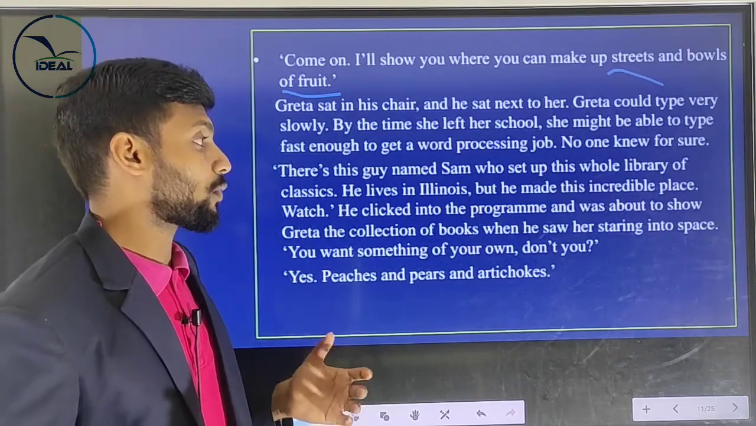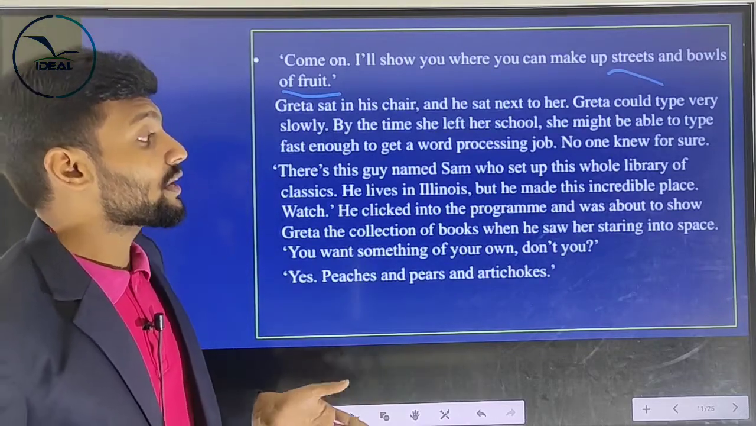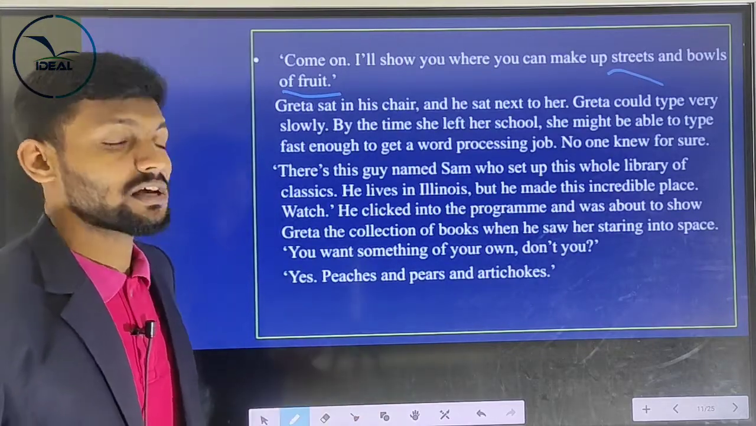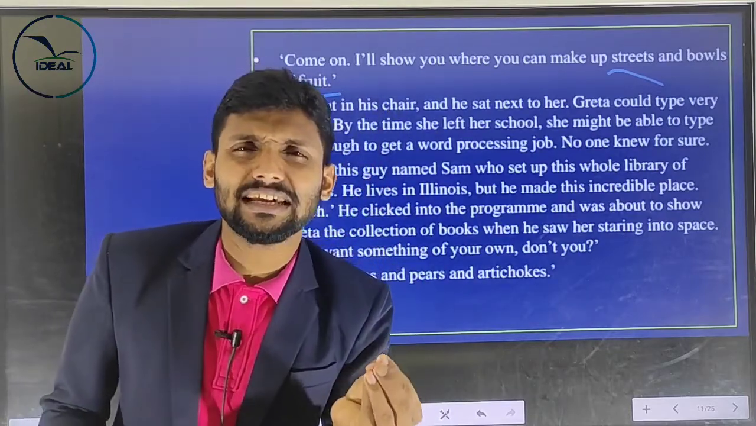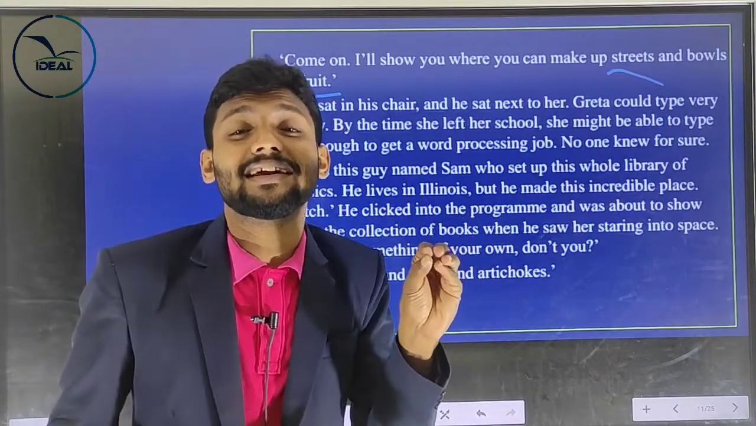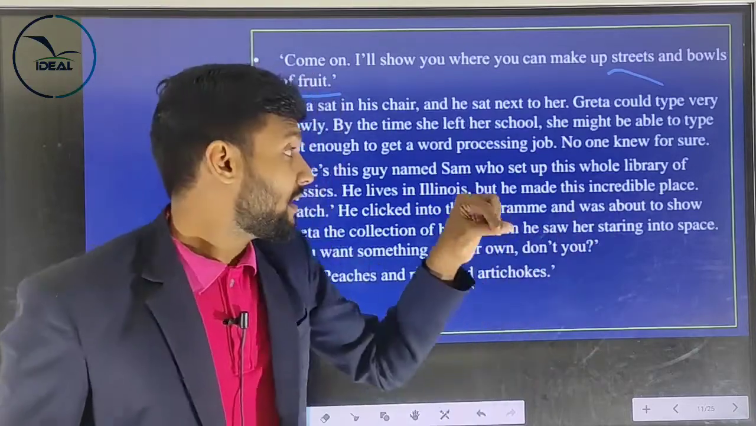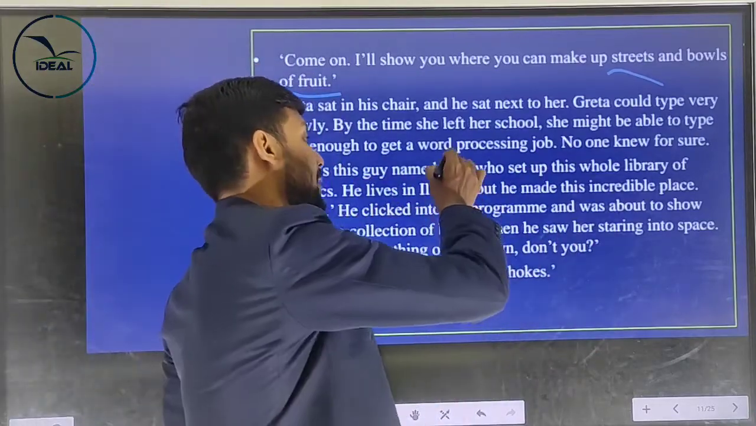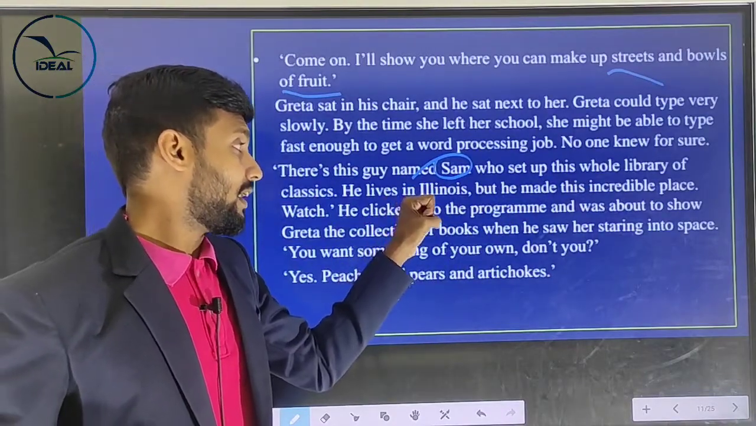He clicked into the program and was about to show Greta that collection of books when he saw her staring into space. So, father was here, just clicking and going to the different programs to show Greta the idea which father taught. Look, he just went to a different site and showed, here is a guy named Sam, who created all these things. That person lives in Illinois.